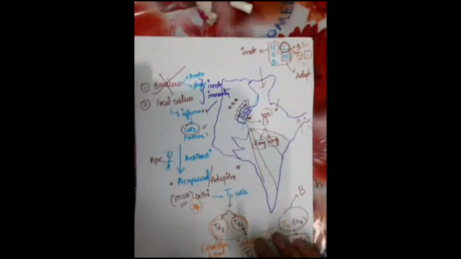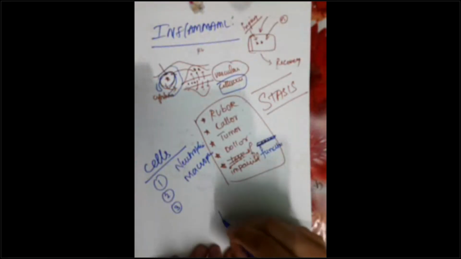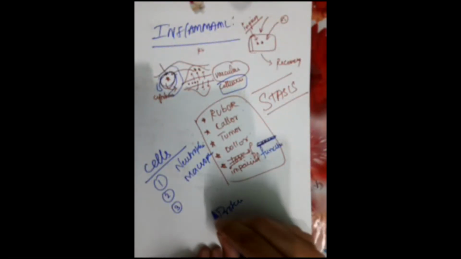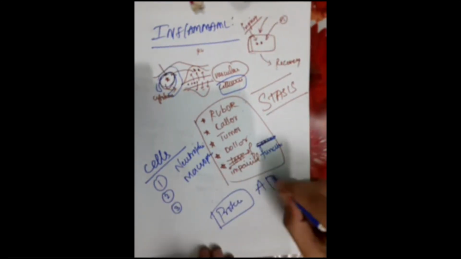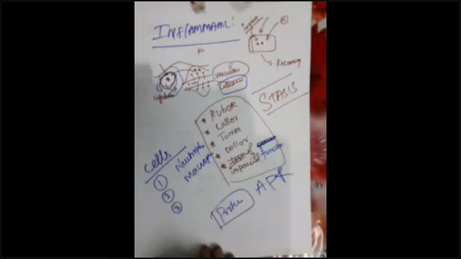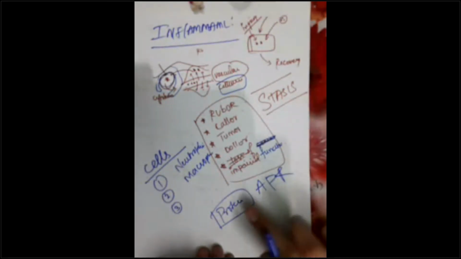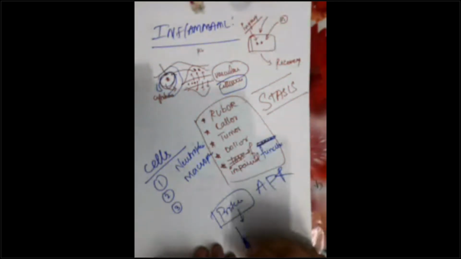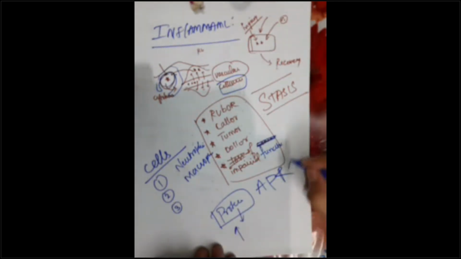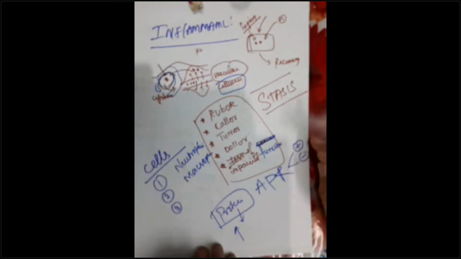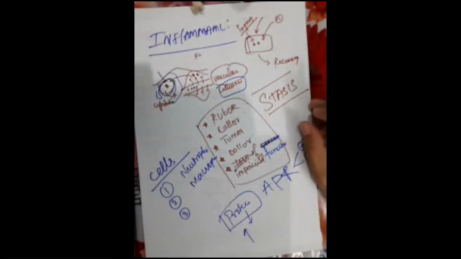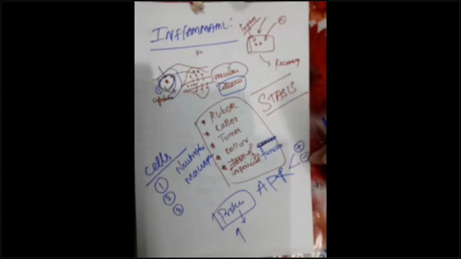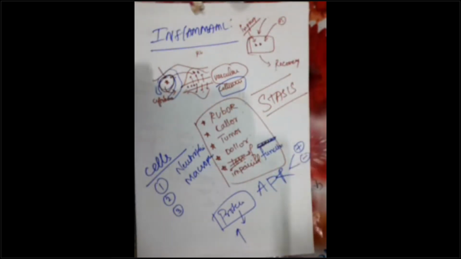So let us now talk about proteins. These proteins are known as acute phase reactants, APR. This is not antigen presenting cell, APC. What is their function? These proteins are increased at the time of inflammation. There will be positive acute phase reactants and negative acute phase reactants. The proteins whose concentration increases at the time of inflammation are positive acute phase reactants, and those whose concentration decreases are negative acute phase reactants.